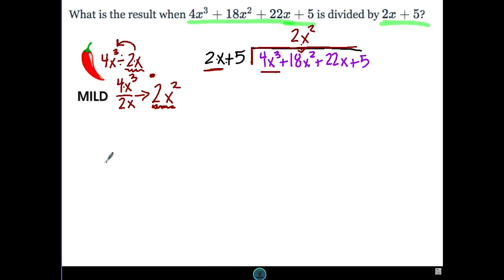All right, and then what did we do? Think about that last problem. We took 5 and multiplied it by 2. We had 2 piles, 5 marbles in each. We took that 5 multiplied by 2, and it gave us 10. That went underneath the bar here. So we're going to take the 2x squared and multiply that by our divisor, which is 2x plus 5. Now, some of you guys can do this in your head. I'm just going to write it down to show you what we're doing.